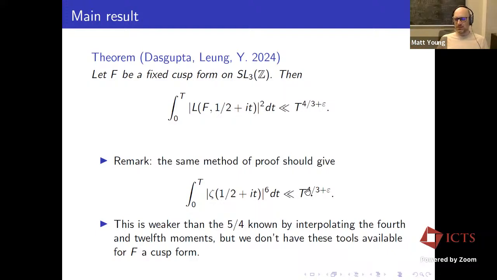The tool that gives us t to the 5/4 for the sixth moment of zeta is inaccessible for this problem. So that's just one comment here. This bound is more interesting in the cuspidal case than in the sixth moment of zeta case, the Eisenstein case. Okay, so that's the main theorem.